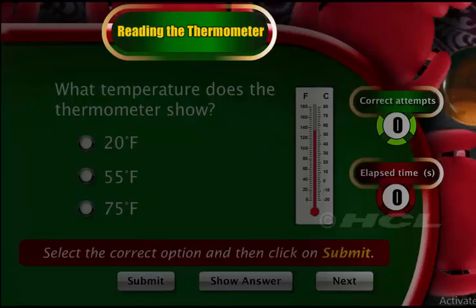Let's now try to read the thermometer. The temperature now is 55 degrees Celsius. Click More to get more temperature readings.